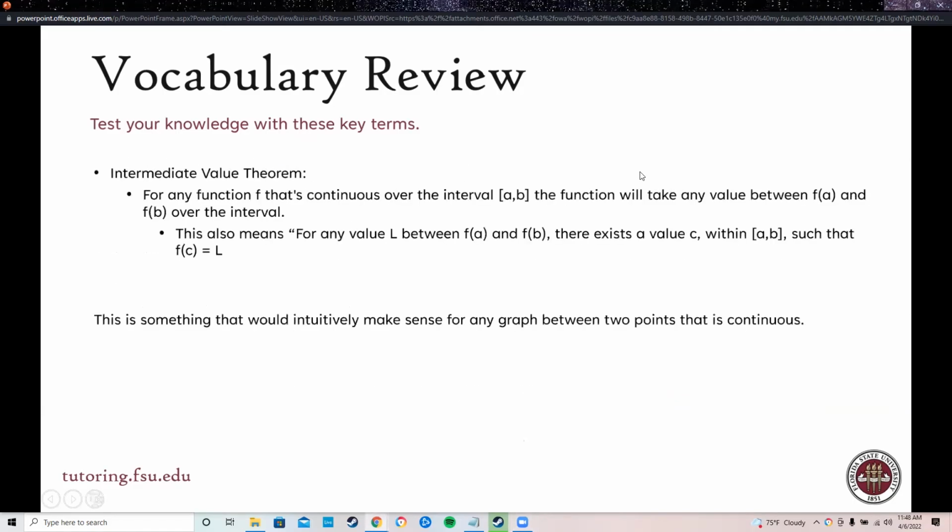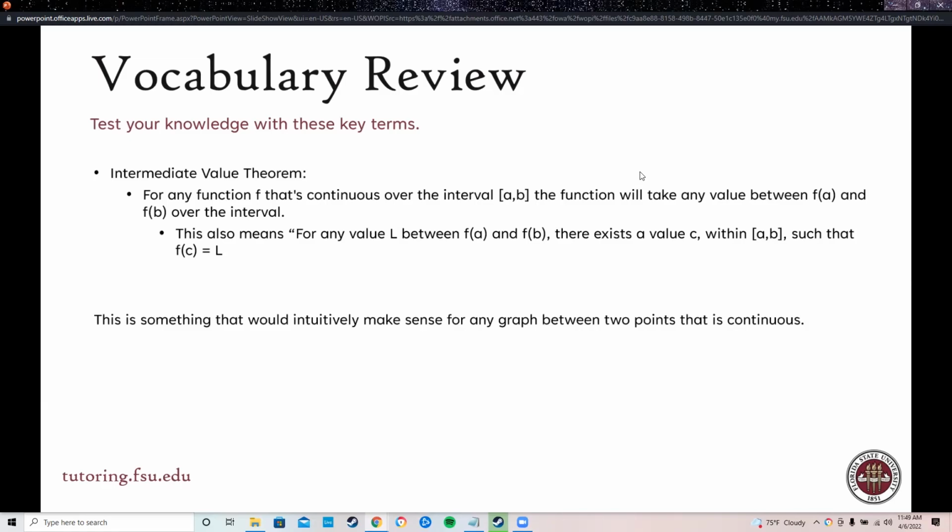Then the last theorem that we'll review is the intermediate value theorem. This one's also very intuitive once you're starting to get a handle on how these conditions are met. It goes: for any function f that's continuous over the interval [a, b], the function will take any value between f(a) and f(b) over that interval. This also means for any value L between f(a) and f(b), there exists a value c within [a, b] such that f(c) equals L.